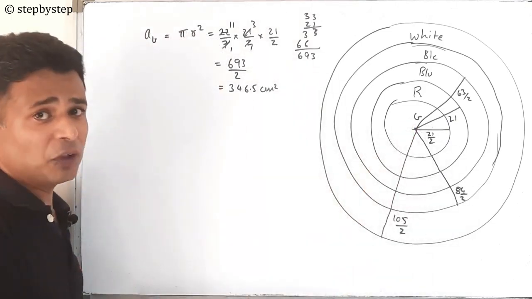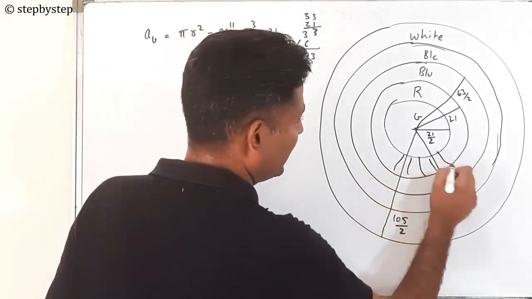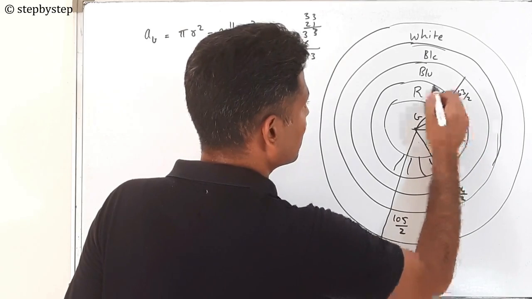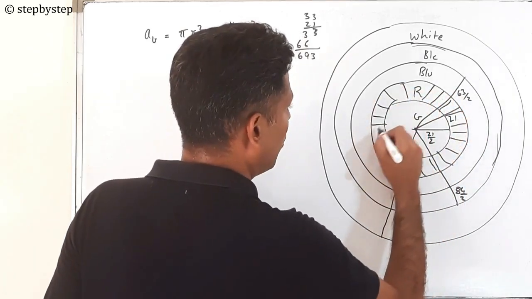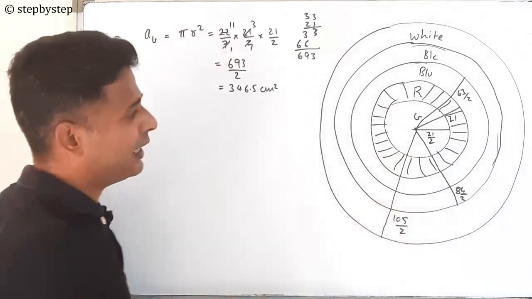Now they have asked us for the area of the red band. What is the area of the red band? It is only so much, right? It is only so much. Only this part. So how do I find the area of this? This is not a circle. This is like a ring. So how do you find the area of this?